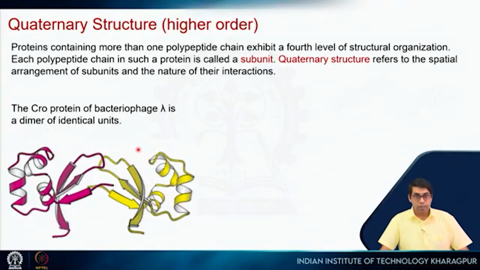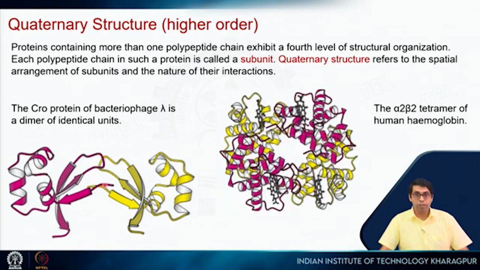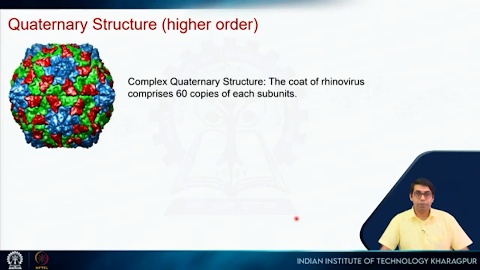Another example of a quaternary structure is this. This is the Cro protein from the bacteriophage lambda. It is a virus and it forms a dimer. The same peptide chain interacts with itself to form a dimer, so it is again a quaternary structure. We have already seen hemoglobin. In hemoglobin there are 2 types of polypeptide chains, the alpha and the beta. Two alpha subunits and 2 beta subunits come together to form the tetramer called hemoglobin.